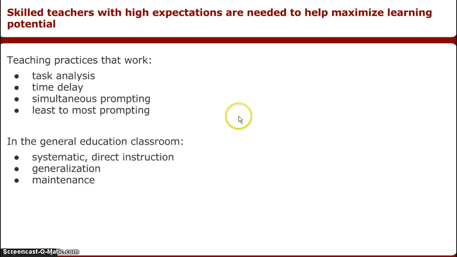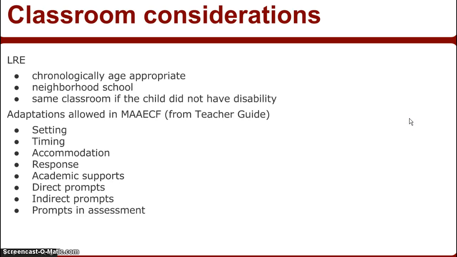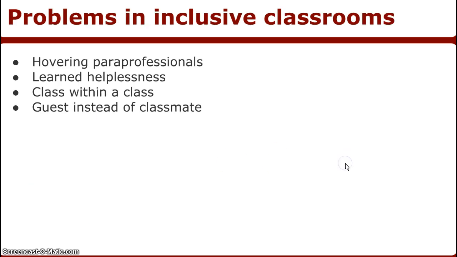So we have some teaching practices that we know work. Task analysis, time delay, simultaneous prompting, least to most prompting, systematic direct instruction, generalization, maintenance. You're going to have an assignment to look those things up. And then classroom considerations. We want to be in chronologically age-appropriate classrooms in a neighborhood school, in the same classroom the child would be in if the child didn't have a disability. And these are the adaptations we're going to work on as we go through the MAECF.